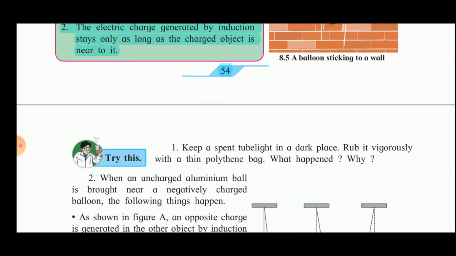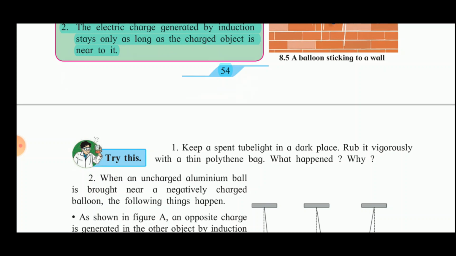Now keep a spent tube light in a dark place. Rub it vigorously with a thin polythene bag. What happens? The tube light is charged due to the friction and it glows.